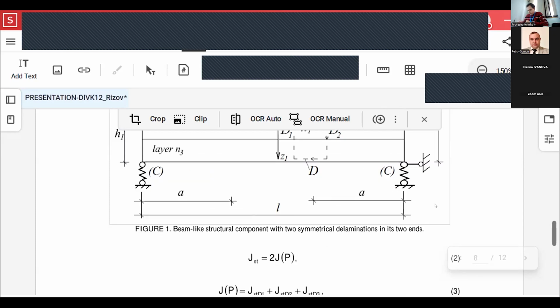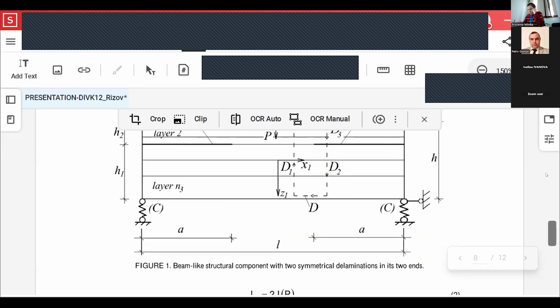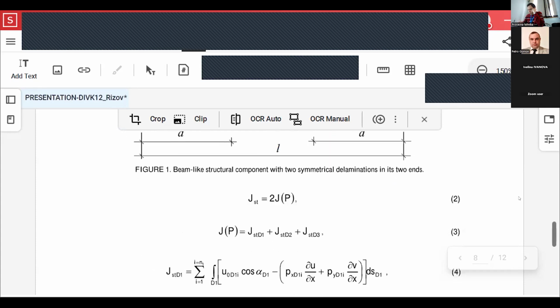The beam-like structural component is symmetrically delaminated by two delaminations as shown in figure number 1. Because of the symmetrical character of the delamination, only part H3, H4, H5 of the component is treated in this analysis by applying the J integral. The total value for both delaminations of the J integral under static load can be estimated by using formula number 2.